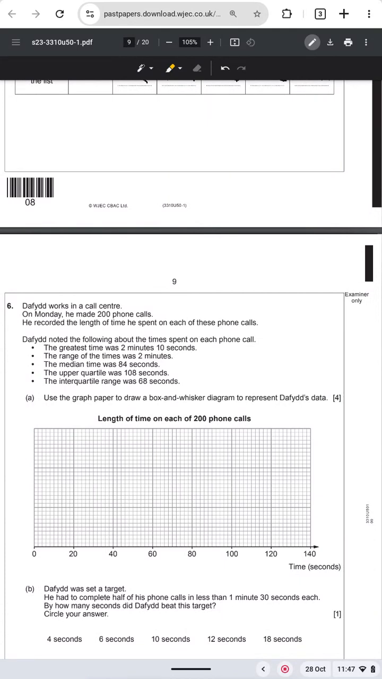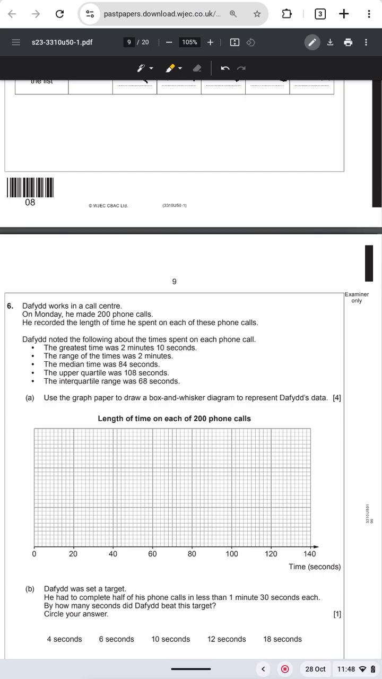David works in a call centre. On Monday, he makes 200 calls. He's recorded the length of time spent on each call. David noted the following about the time spent on the phone. The greatest time was 2 minutes 10. The range of times was 2 minutes. The median was 84 seconds. The upper quartile was 108 seconds. The interquartile range was 68 seconds. And then they're basically asking us to plot a box and whisker diagram.